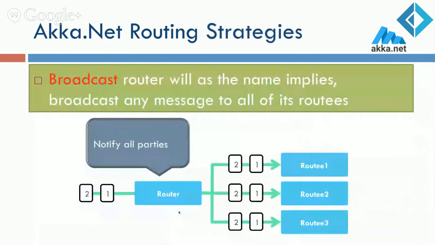Let's move forward. One is the broadcast strategy, where the messages are sent to all the different instances of the actor behind the router. This is useful when you want to send a message to different actors, and each actor has a different implementation of how to process the message. So you send out the message, and each actor sees the message and processes it in a different way.